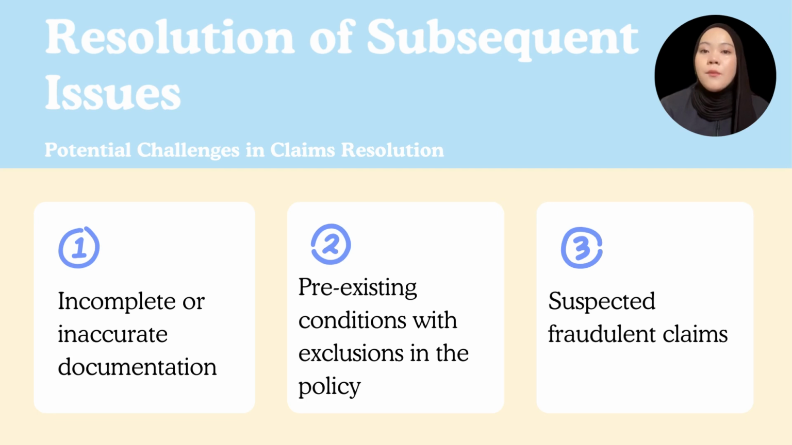The second one is pre-existing conditions with exclusions. Pre-existing medical conditions are sometimes partially or fully excluded from coverage depending on the policy. Carefully review your plan details to understand what's covered. And the third one is suspected fraudulent claims. Insurance companies have measures to detect fraudulent claims. Providing false information or manipulating receipts can lead to claim denial. So remember, it is always best to be prepared. By understanding potential challenges, you can ensure a smoother claims process if needed.